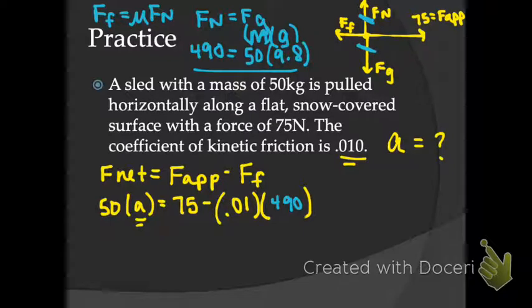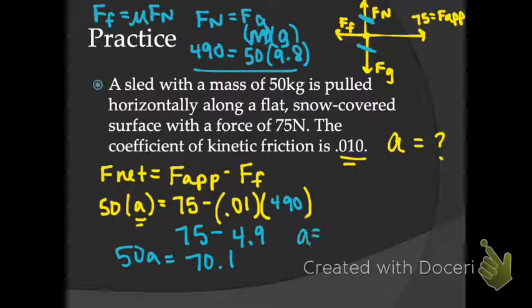Okay, so if I take 490 times 0.01, that gives me 4.9. So I take 75 minus that: 70.1 equals 50 times A. So I divide that by 50, and I get an acceleration of 1.402.